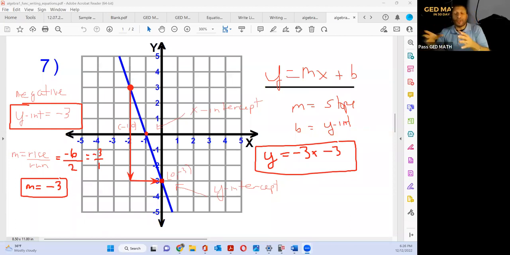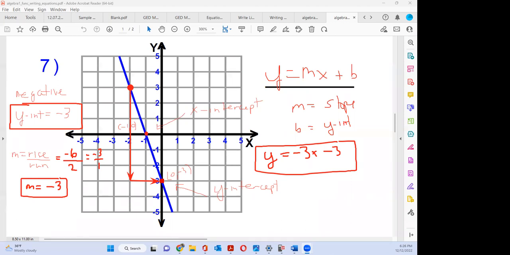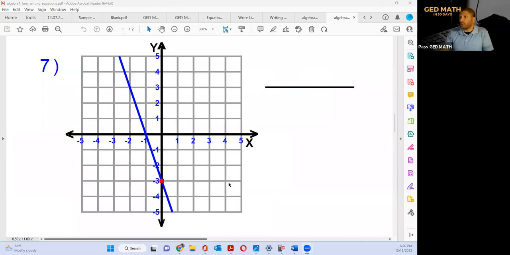-3/1 is -3. They're the same thing, but you won't see y equal -3/1x because it's a whole number. Anything over 1 is a whole number. In mathematical terms, those are the same answer, but on the test you're not going to see -3/1x -3. It's going to be y equal -3x -3. Everybody understand that?